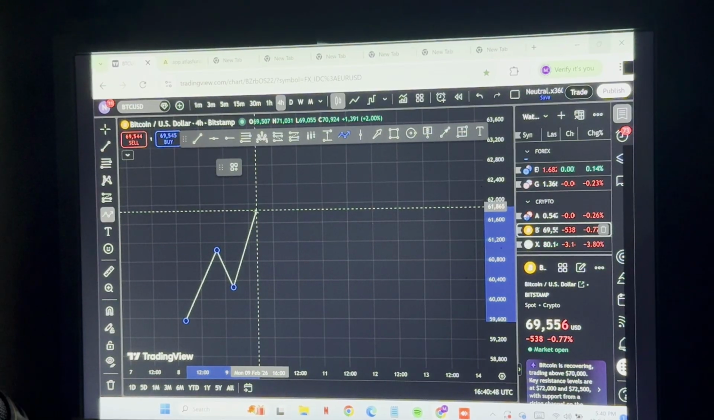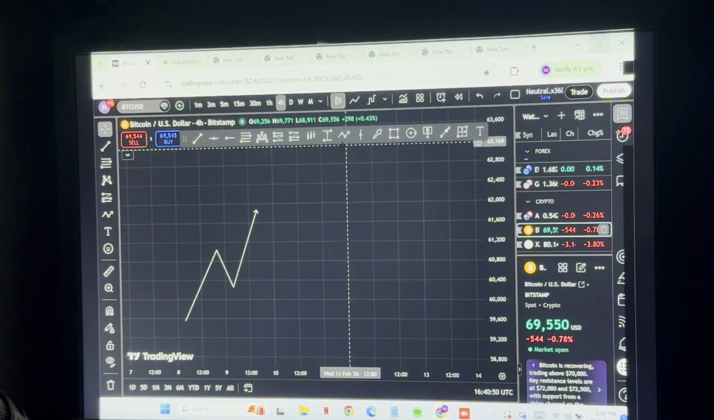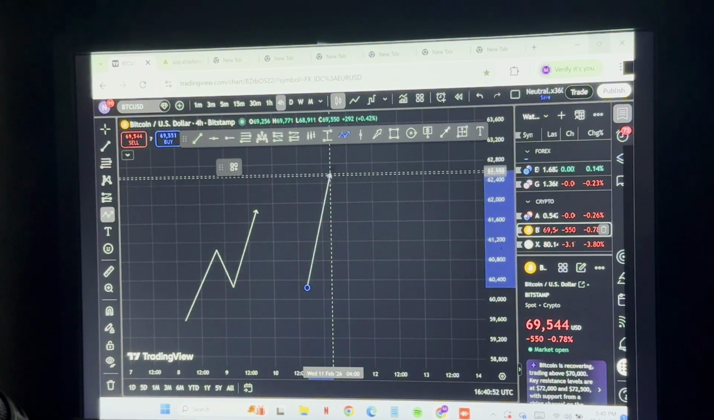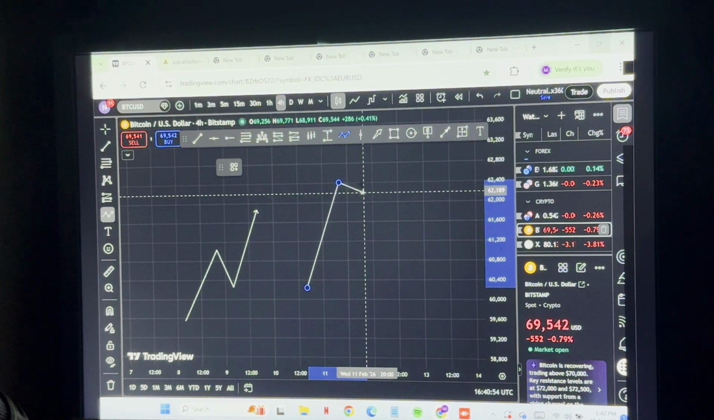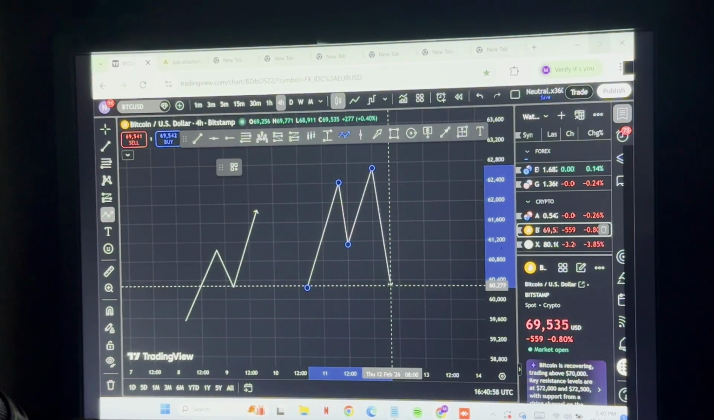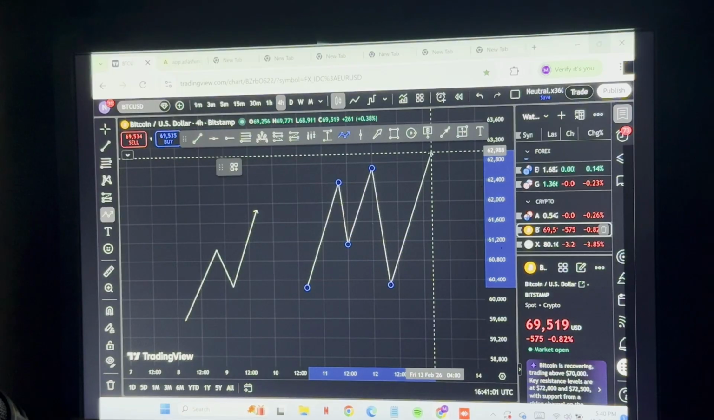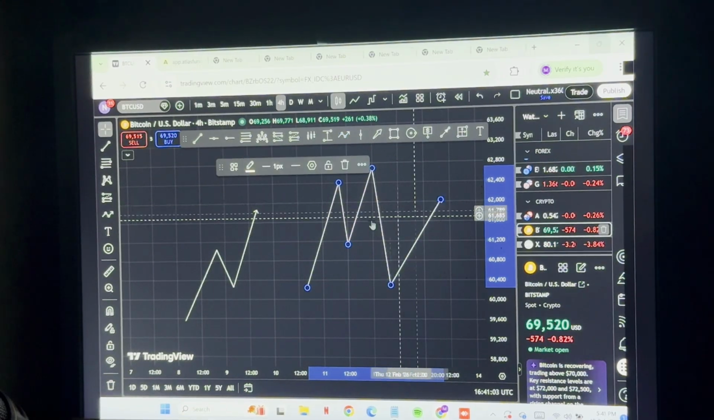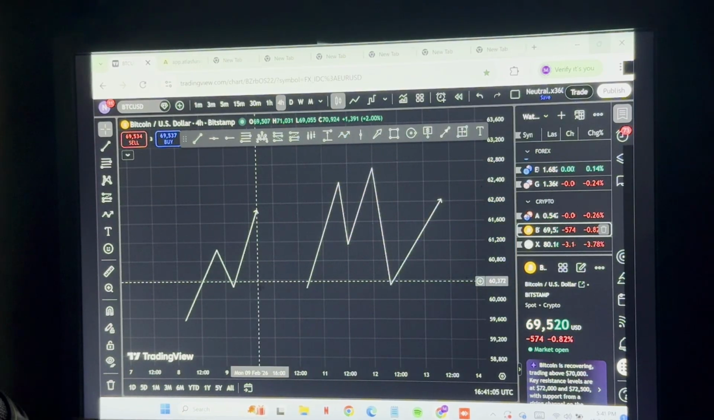We got this first chart pattern, right? Then we got this second chart pattern. Then we got this second pattern. I hope you guys are seeing this properly.